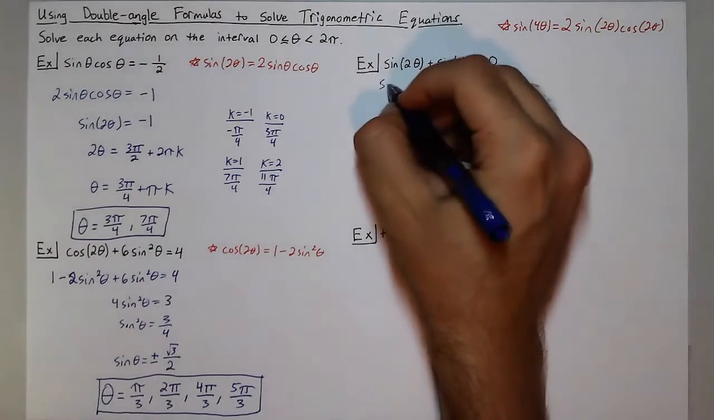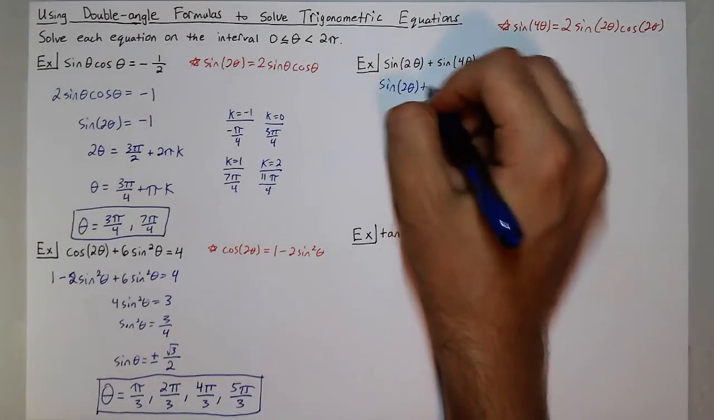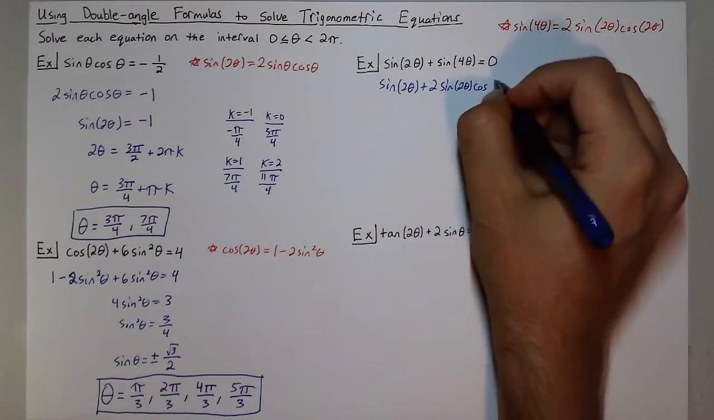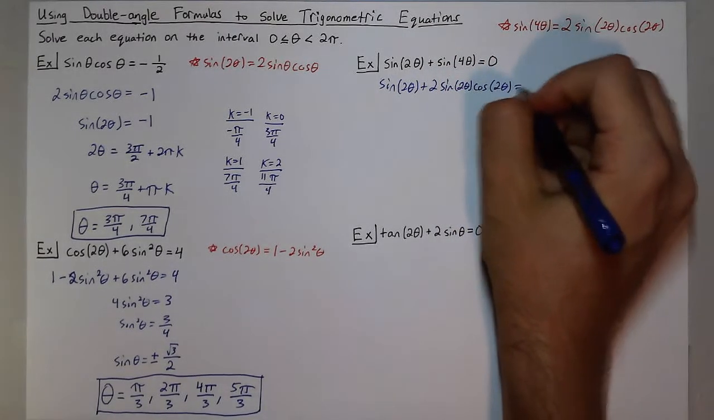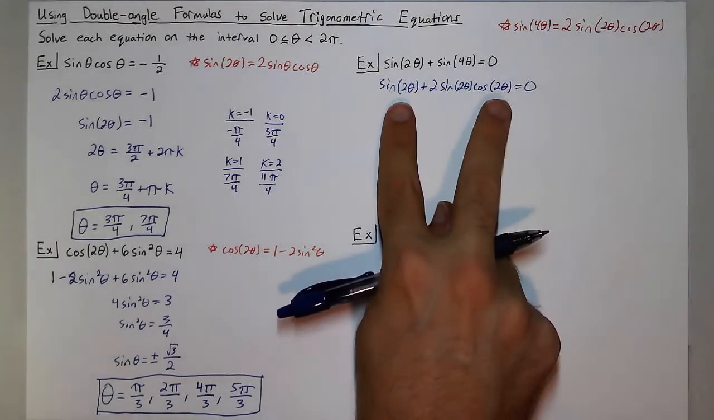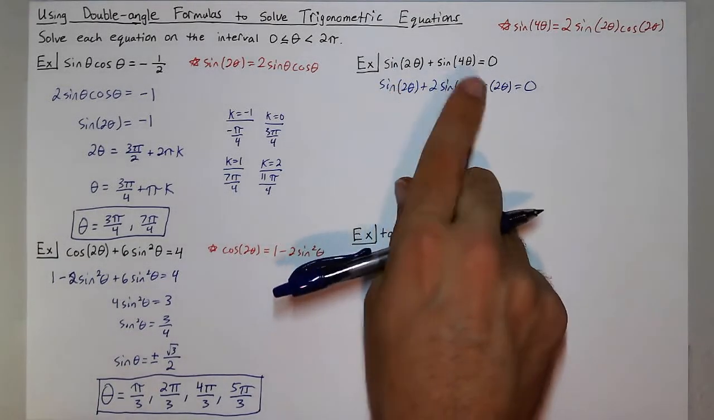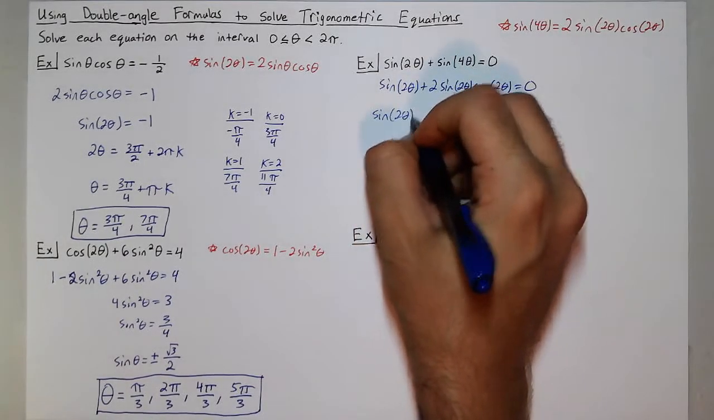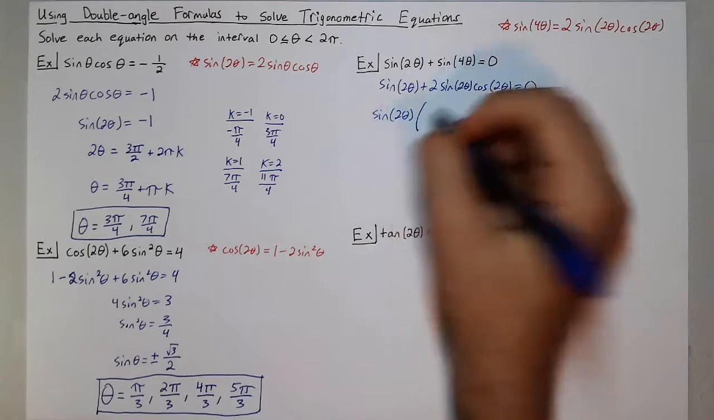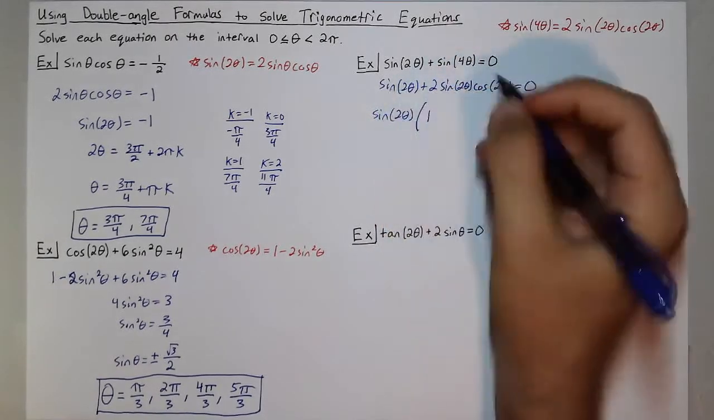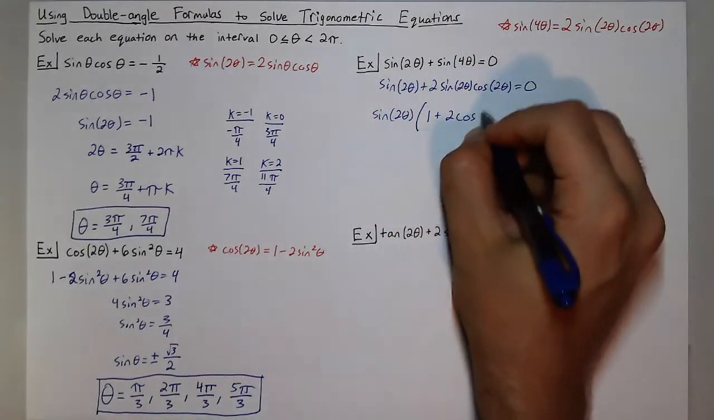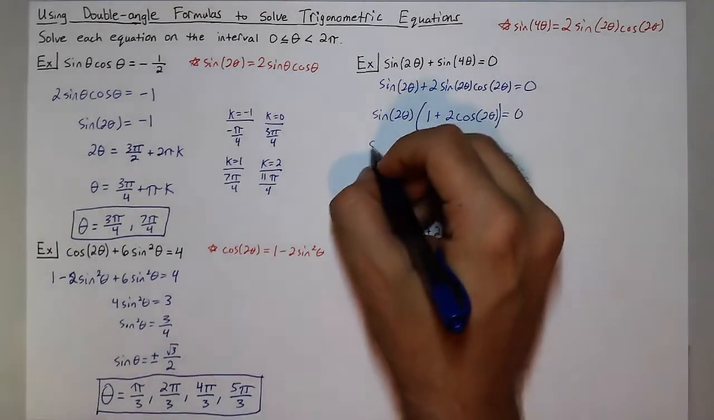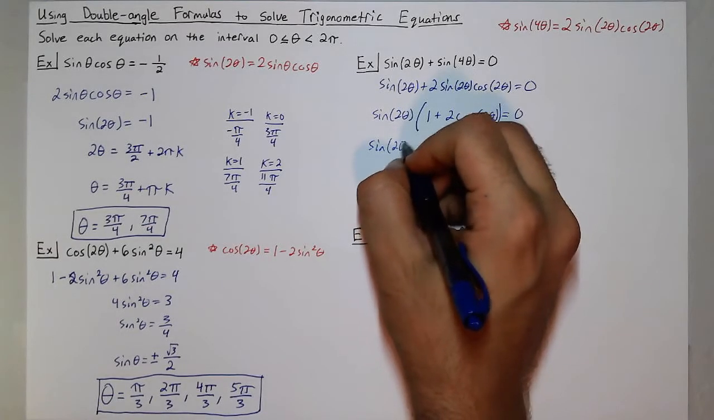So I can rewrite this as sine of 2 theta plus 2 sine of 2 theta cosine of 2 theta. Now what's nice is that this equation is equal to 0. So if I can start factoring, I should, and I can see that each term has a sine of 2 theta in it. So I can factor out sine of 2 theta. And on the inside, I'll be left with 1 to replace that sine of 2 theta plus 2 cosine of 2 theta. And I set each factor equal to 0.